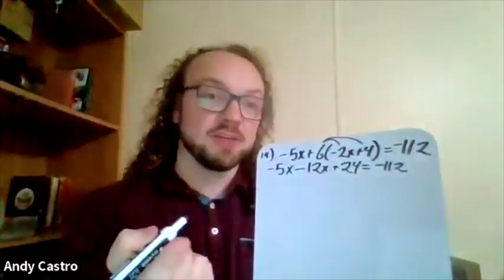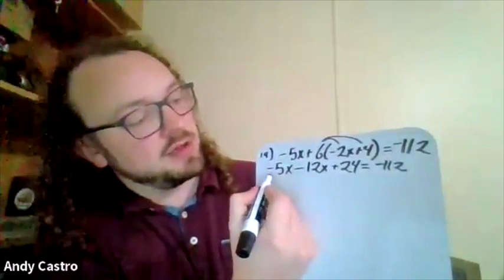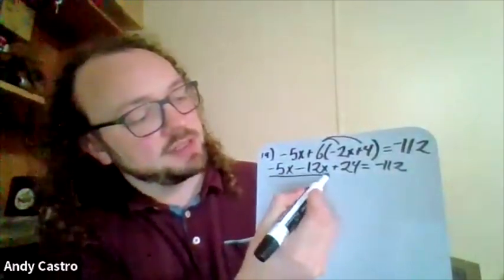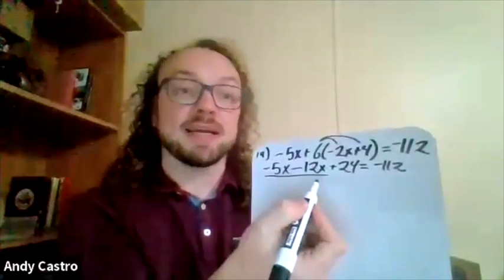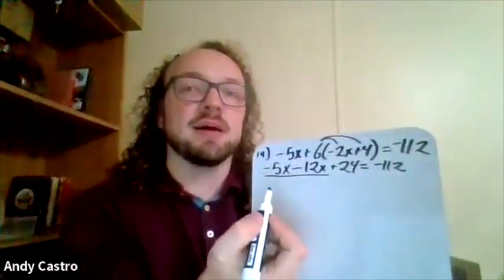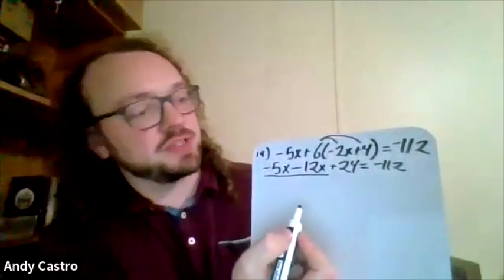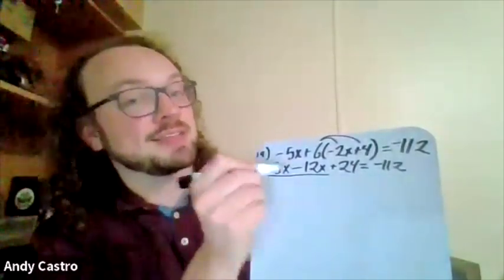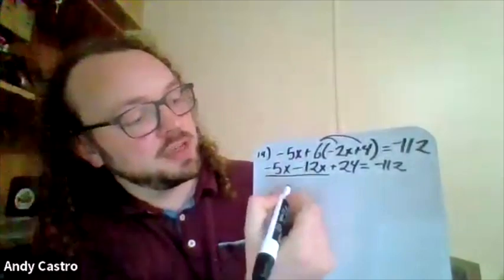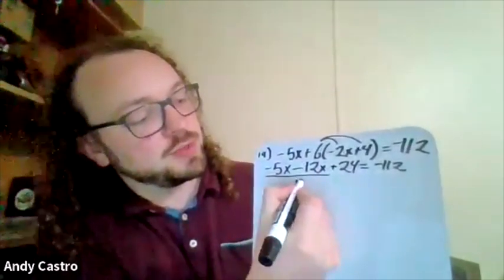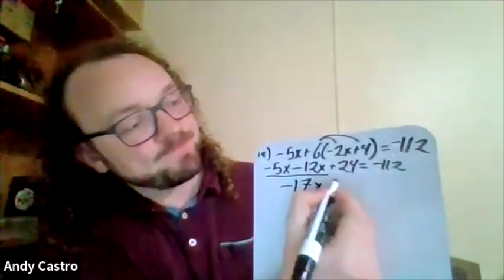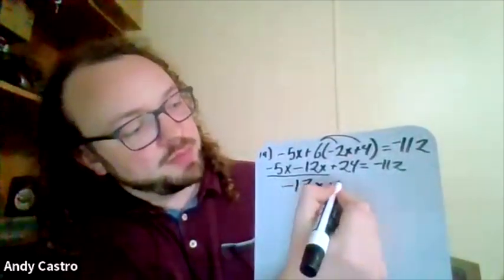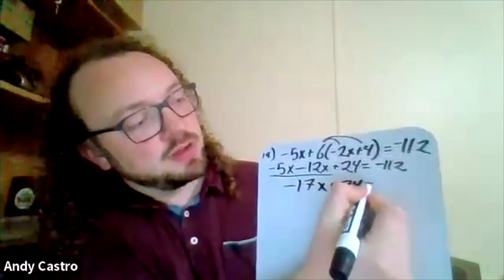Now I have some like terms that I can deal with. I've got a -5x and a -12x. So I'm subtracting this from a negative, or you could think I'm adding two negative numbers together. So since they're headed the same direction, I'm going to add their values together, and they turn into a total of -17x. And I've still got plus 24 equals -112.